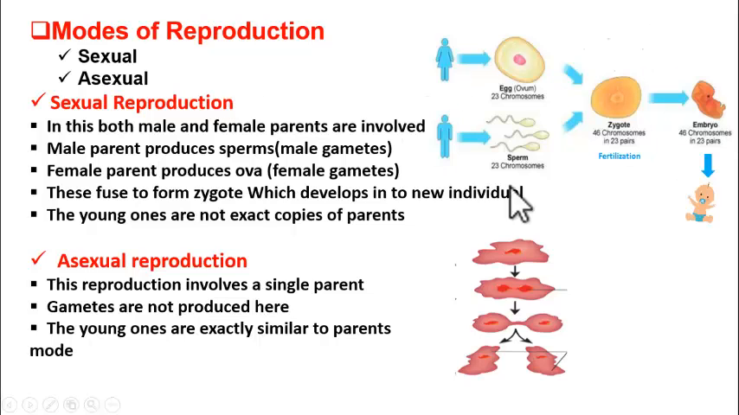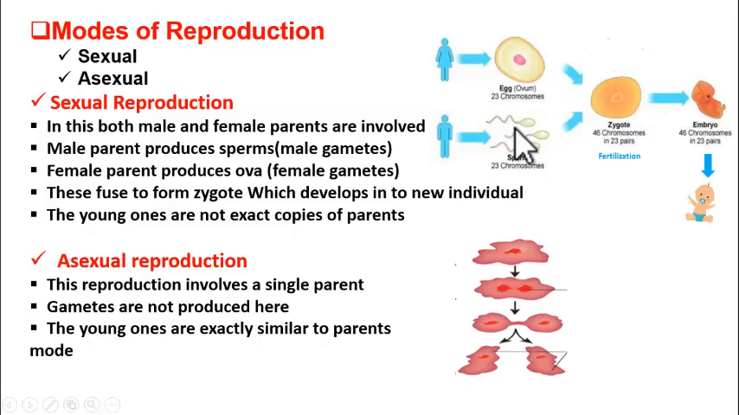See students, this is the general schema of sexual reproduction. In this type, we find two parents, a male parent and a female parent. Both the parents, they produce sex cells called gametes. Male parent produces male gametes called sperms. Female parent produces female gametes called egg or ovum. Got it? These gametes, they fuse by a process called fertilization and forms a unicellular structure called zygote.